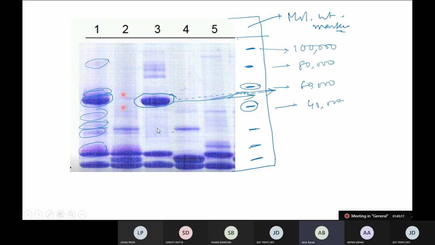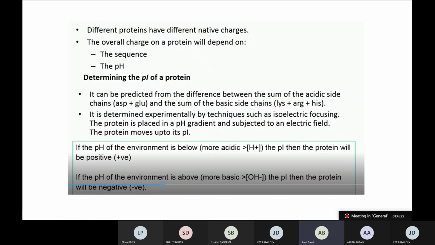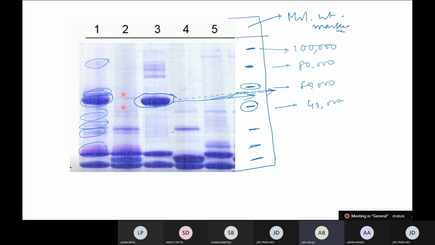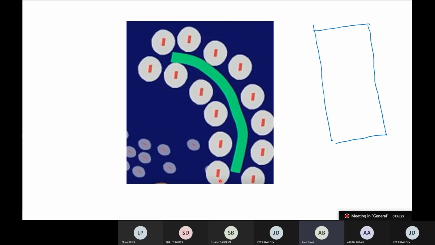Is it clear? SDS PAGE is very important. There is one problem with SDS PAGE. What is the problem? You are working under denaturing conditions. What is meant by denaturing of protein?